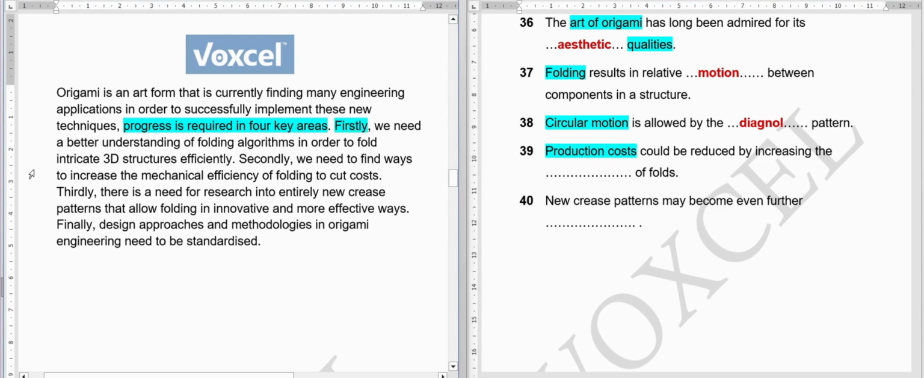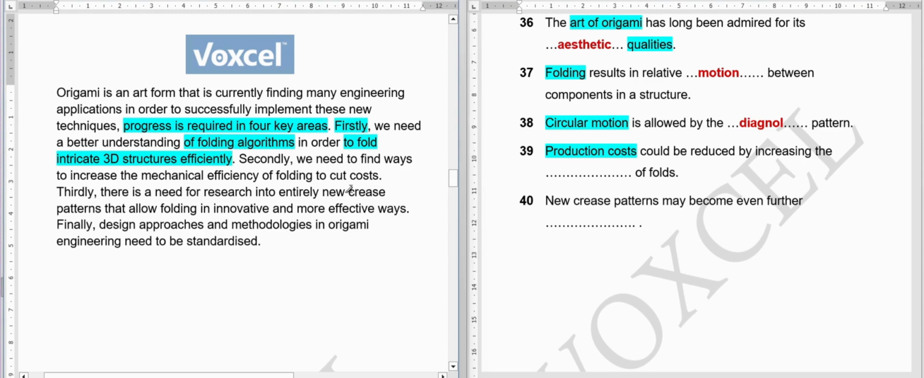Firstly, we need a better understanding of folding algorithms in order to fold intricate 3D structures efficiently. So we need the understanding of folding algorithms so we can fold intricate 3D structures effectively.